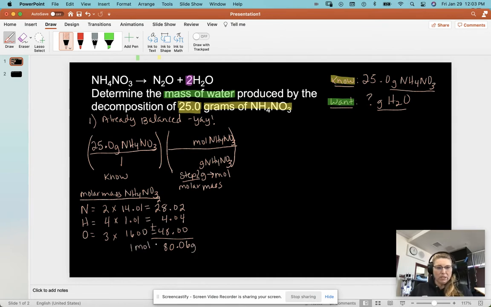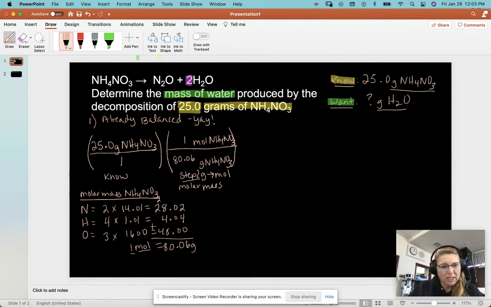So now this is going to be the conversion factor that we're going to use to fill in the numbers in our parentheses. Look, the number 1 is next to mole, so I'm also going to put the number 1 next to mole up here. 80.06 is next to grams, so 80.06 is going to go down here.